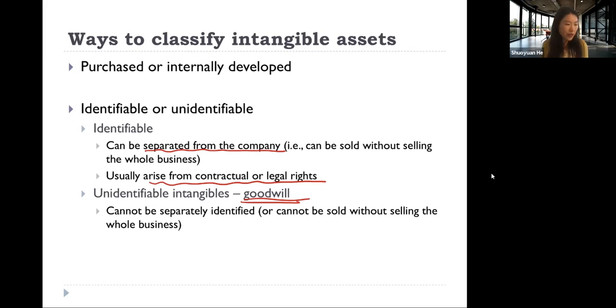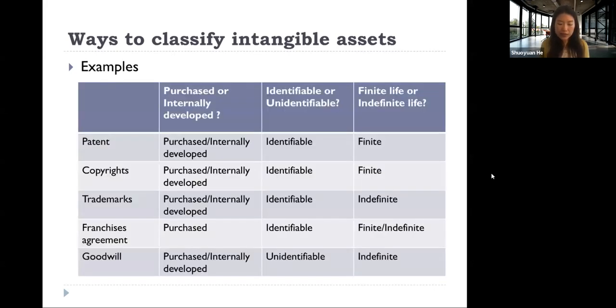And then the third way to classify intangibles is according to whether they have finite or indefinite useful life. So the 5 examples we just talked about, if we are trying to classify those examples, first of all, patent. Actually, all of them except franchise agreement can be either purchased or internally developed. But for franchise agreement, it can only be purchased.